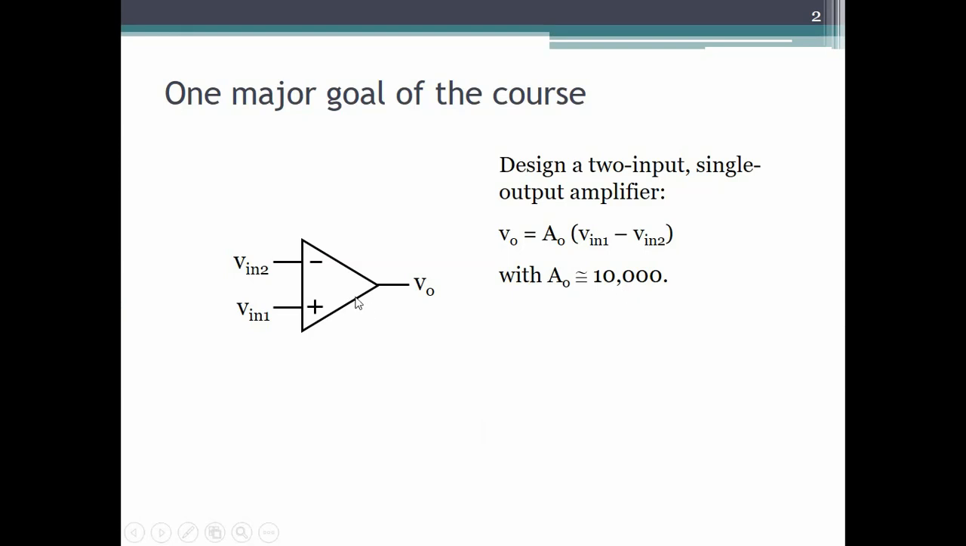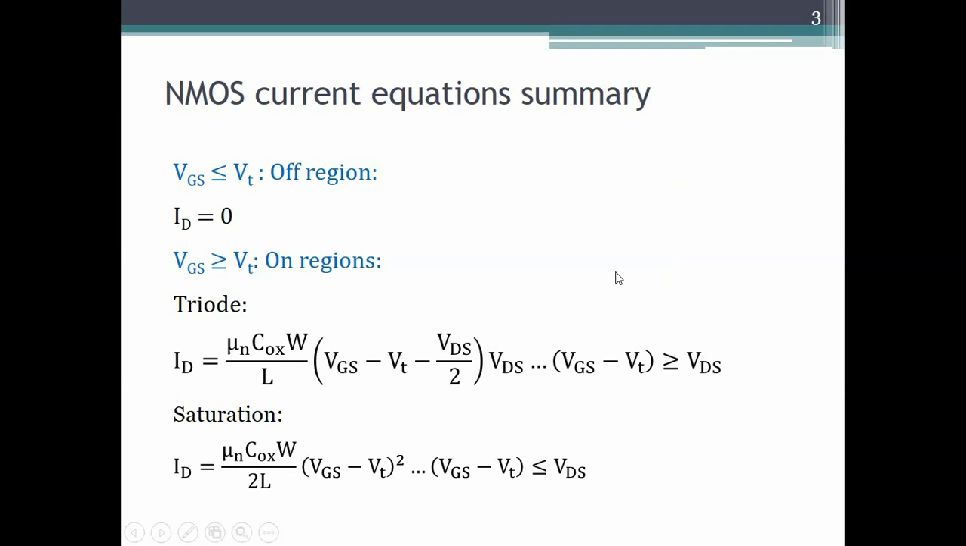And we want to design an amplifier that has two inputs and one output, an op amp, right? So we want to design an operational amplifier that has a gain of about 10,000. Alright, so we'll keep this in mind as we go along. Not right away, but in a couple of lectures, we'll keep coming back to this as we discuss various amplifier configurations.